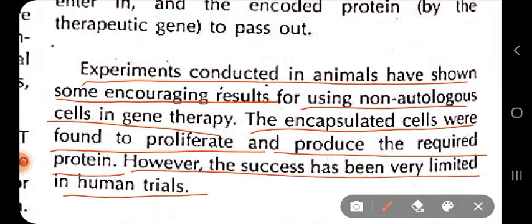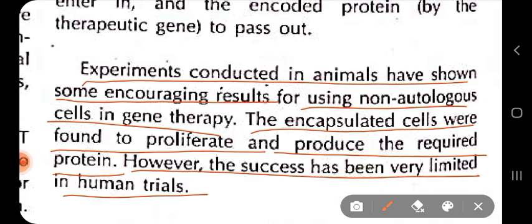So in this way, by using non-autologous cells, that means non-patient cells, we isolate and culture cells taken from animals in the laboratory, and then we entrap them, coating them with a synthetic polymer so that no immune reaction will occur when these cells are introduced to the patient. No immunogenic response will occur. And these synthetic polymers are also semi-permeable, so they can allow the entry and exit of products from the cell.